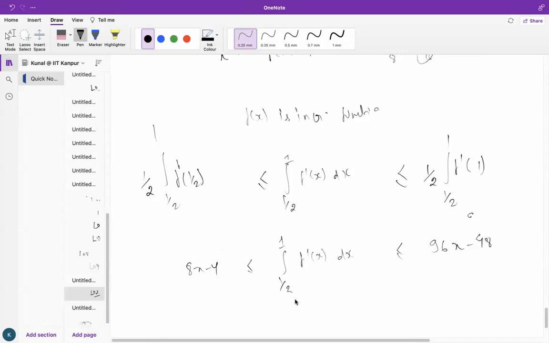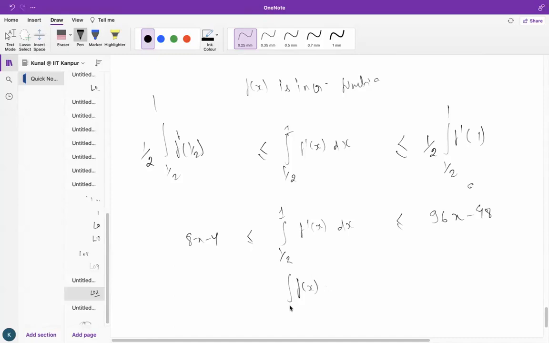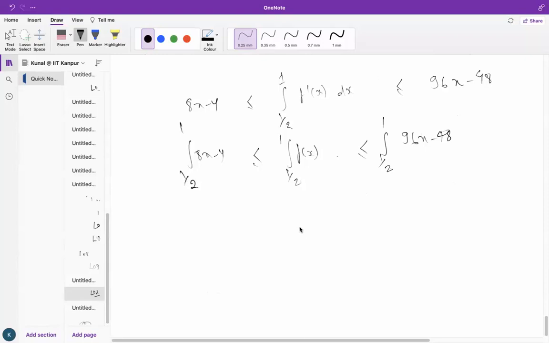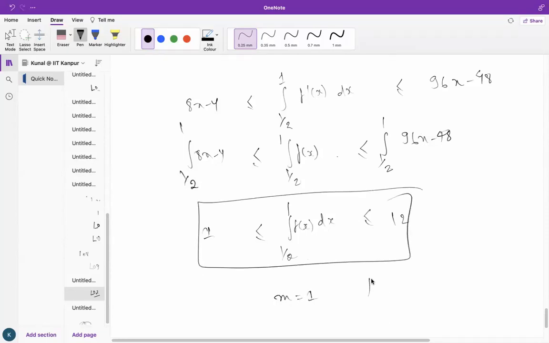Now, when we integrate this, what do we get? The integration of f x from half to 1, which is f of 1 by 2, so it will be 0. So let me take that. We are integrating from half to 1, 96x minus 48, and 8x minus 4 from half to 1. When you solve this, you will get that the integration of f x dx from half to 1 is nothing but, when we solve this, 1, and when we solve this, you will get 12. So small m is equal to 1 and capital M is equal to 12.